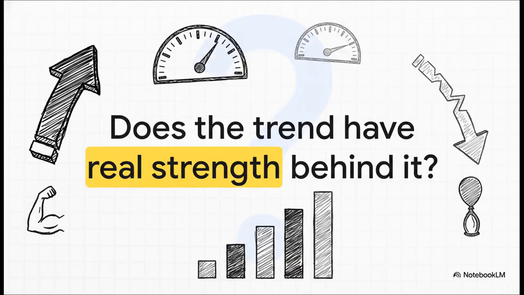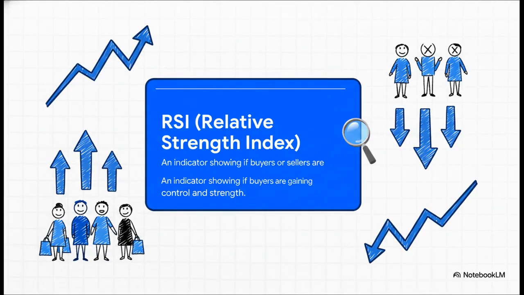So the question momentum indicators answer is this: does the trend we just spotted have any real muscle behind it? Is there enough gas in the tank to keep it going? This is how you figure out if a trend is healthy or if it's about to fizzle out. The most popular tool for this job is the RSI, or the Relative Strength Index. As it starts to climb, it's showing you that buyers are getting stronger and taking control.